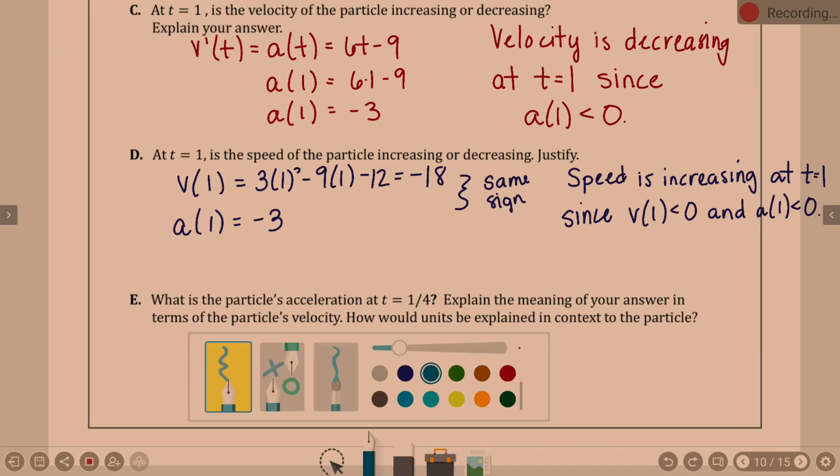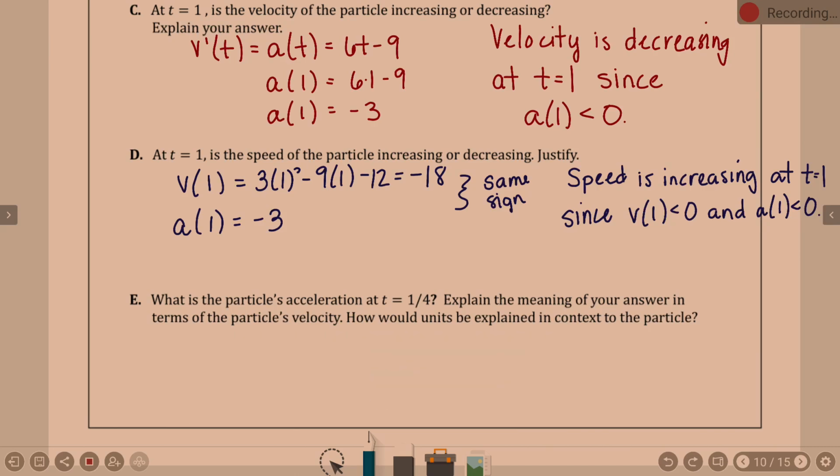And E. What is the particle's acceleration at t equals 1/4? And then it will ask us to explain the meaning of your answer in terms of the particle's velocity, and how units would be explained in context to the particle. So first of all, they asked us for acceleration at 1/4, which ends up being -7.5 meters per second squared.